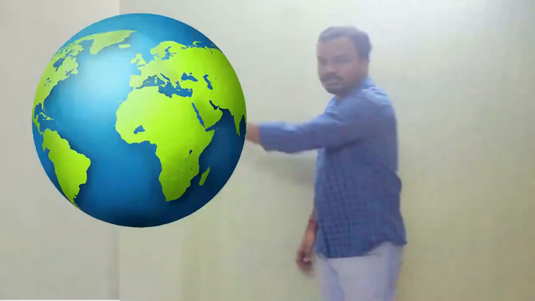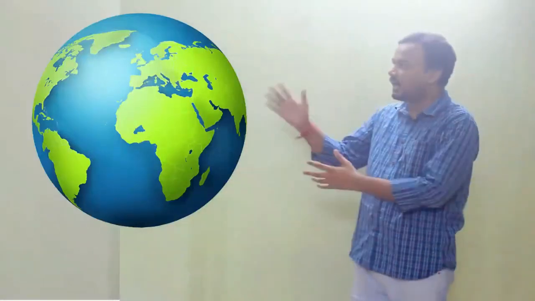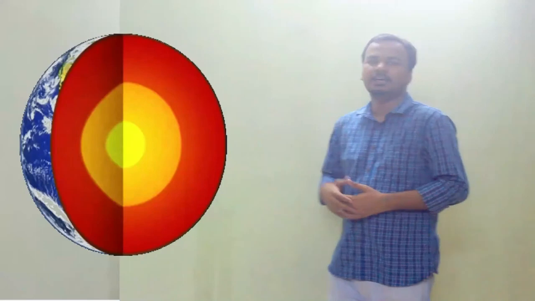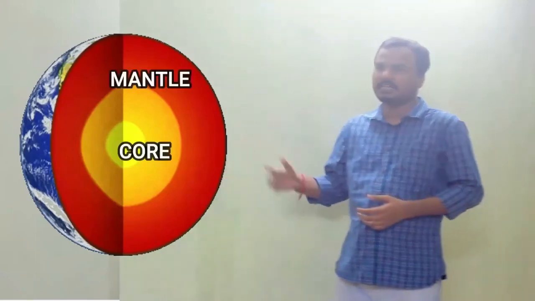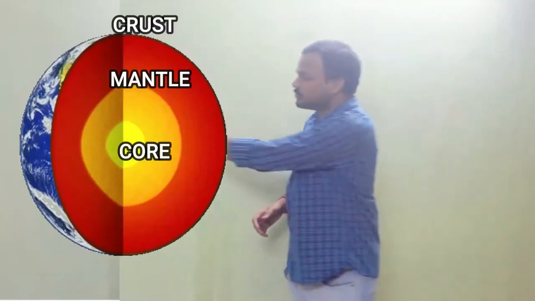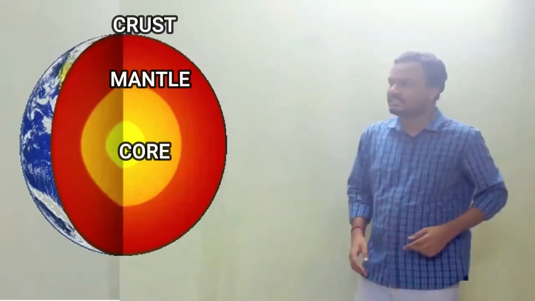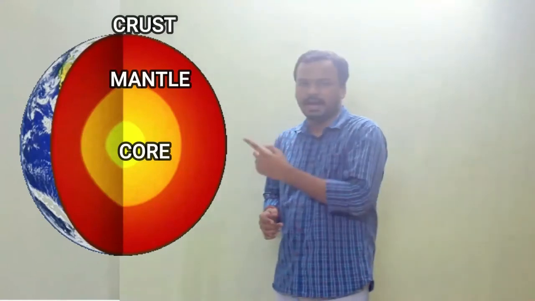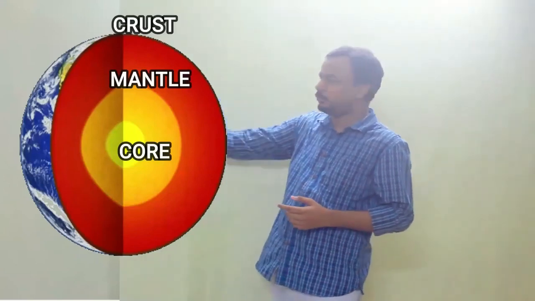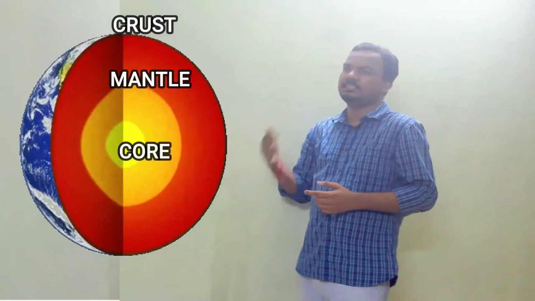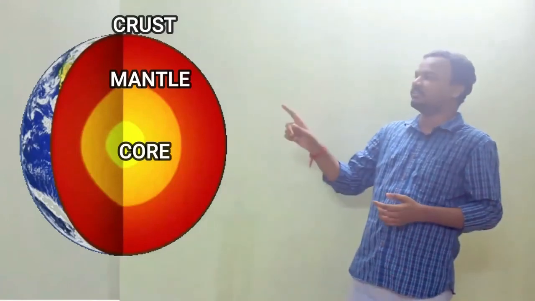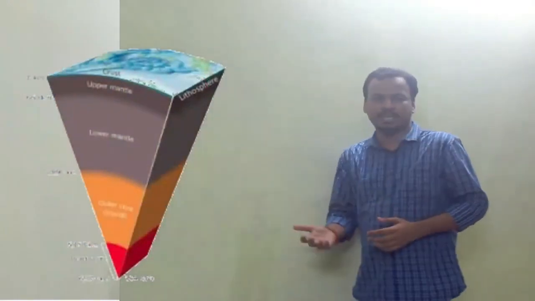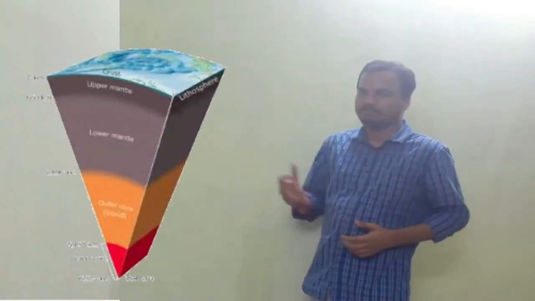So students, as we know, this is the earth, and we have already discussed that there are three layers inside the earth: core, mantle and crust. The core is the innermost layer inside the earth. After that comes the mantle, an intermediate layer between the crust and the core. And last is the crust, which is the outermost layer of the earth.